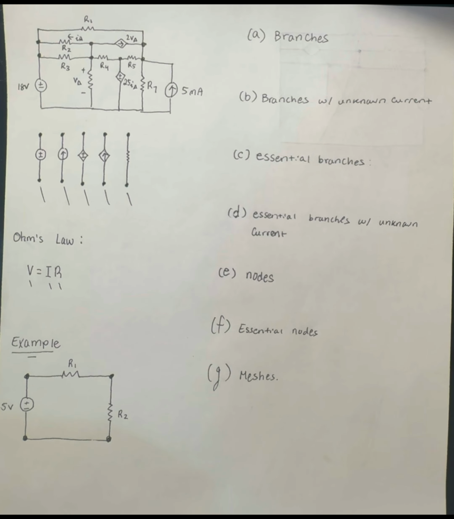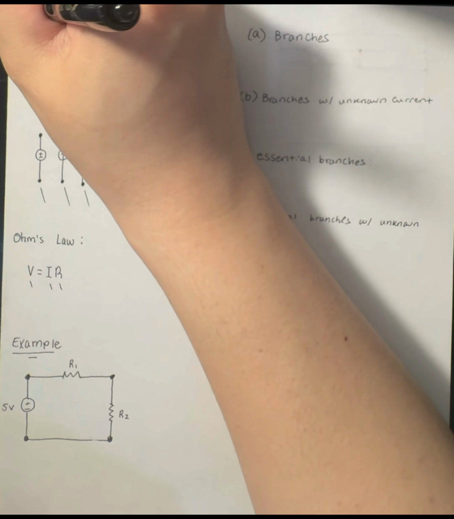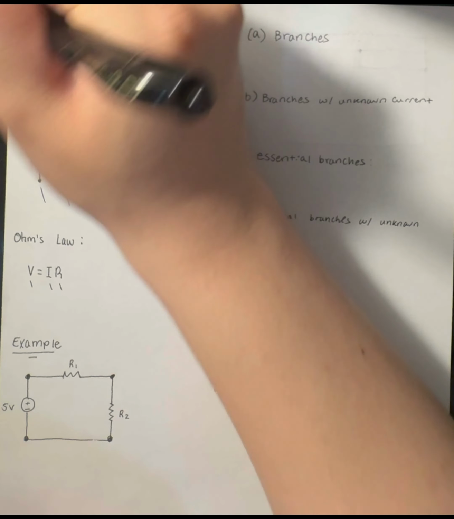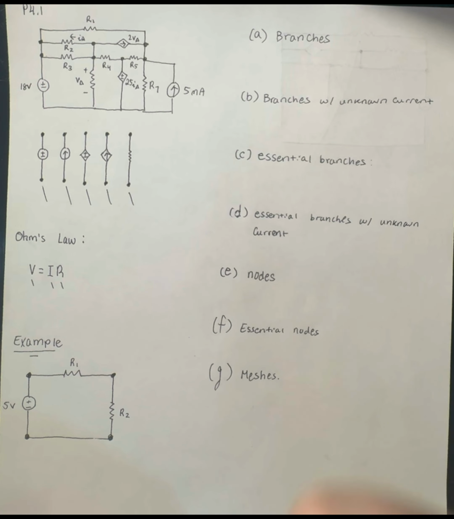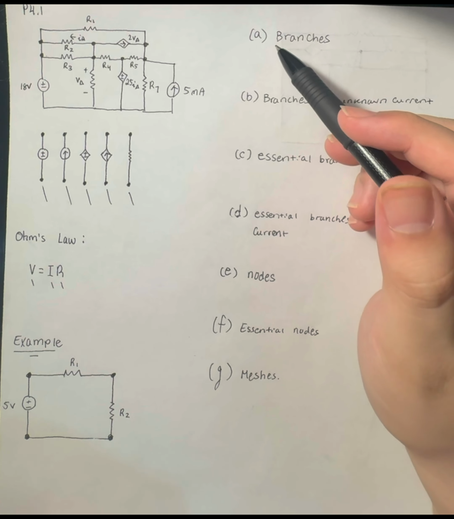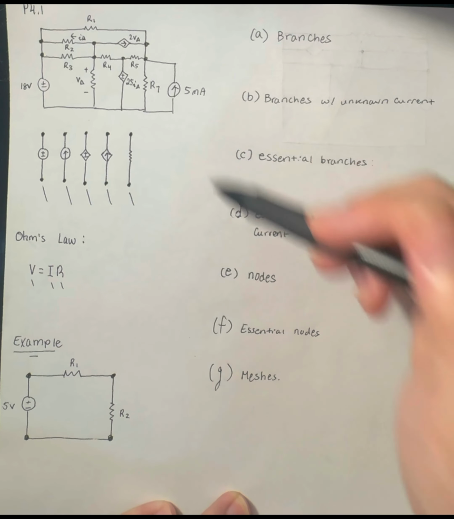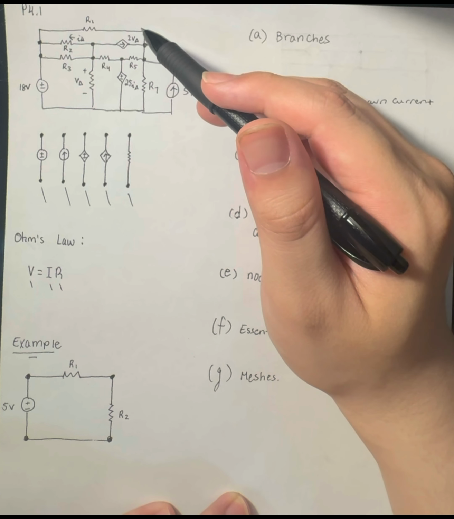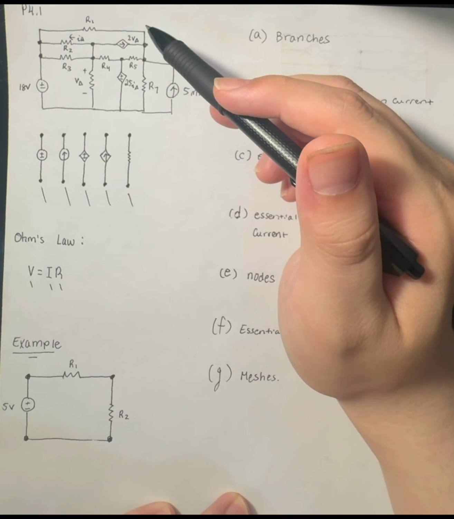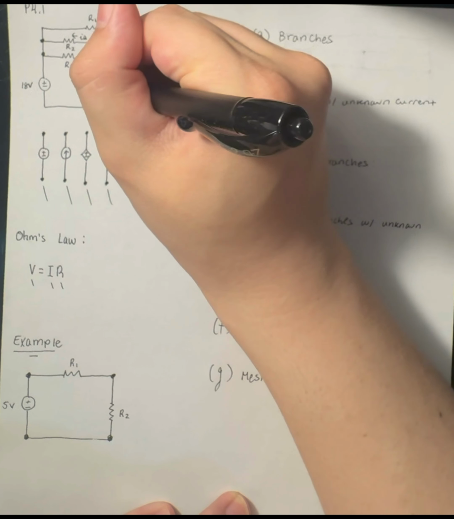Today we're going to talk about problem 4.1 from chapter 4. In this problem, we're asked to define these elements in this diagram over here. But it's also a very good problem to learn about what different elements are in a DC circuit.